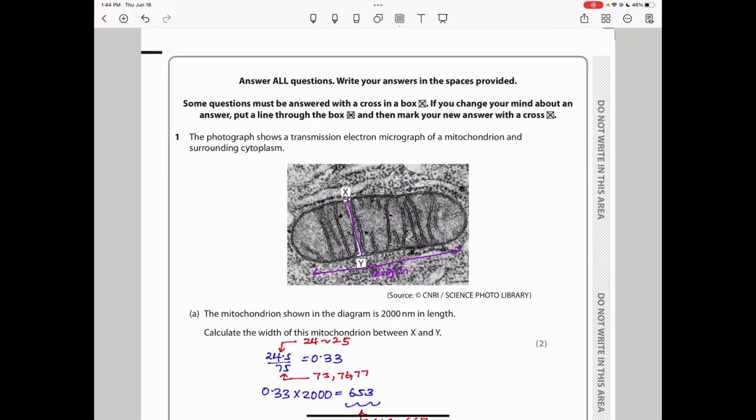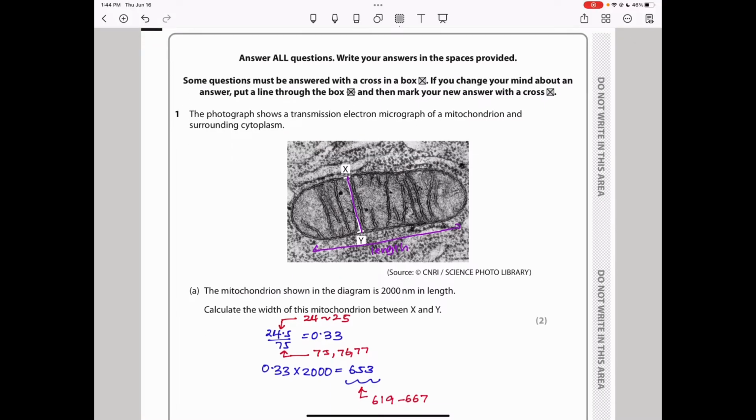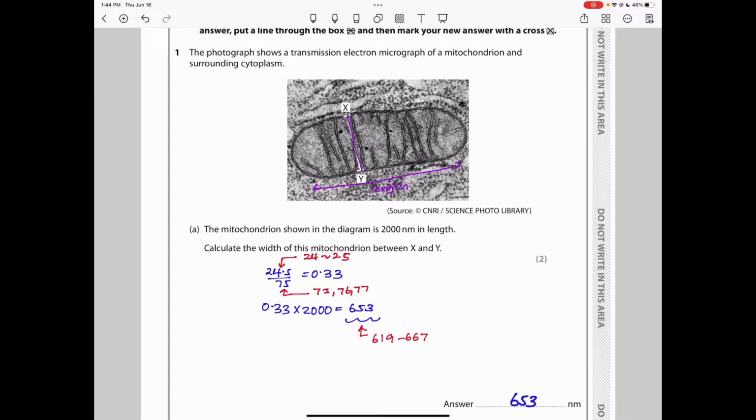Question 1 says the photograph shows a transmission electron micrograph of a mitochondrion and the surrounding cytoplasm. So they say the mitochondrion shown in the diagram is 2000 nanometers in length. The length is, of course, that. So this is going to be 2000 nanometers. This is the real length. Okay, so they say calculate the width of this mitochondrion between X and Y.